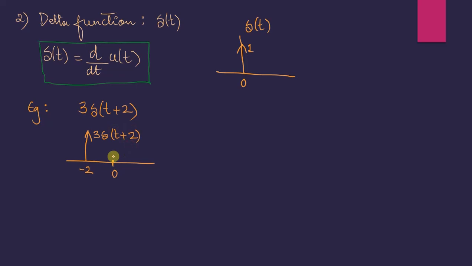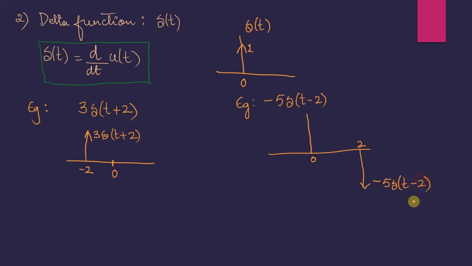We can also have it in the negative direction, and we can also have the signal delayed in time. So let me consider an example. In this case, let me consider minus 5 times delta of t minus 2. If you observe, the amplitude is negative and the signal is delayed in time, so it will come on the right side of the x-axis. If I draw this to be the origin, this signal comes on the right side of the x-axis, but the amplitude is negative and it is delayed by 2. So this will be minus 5 delta of t minus 2.